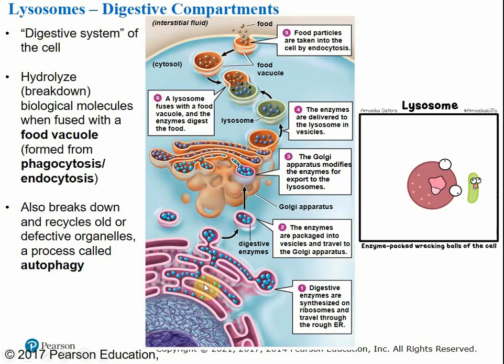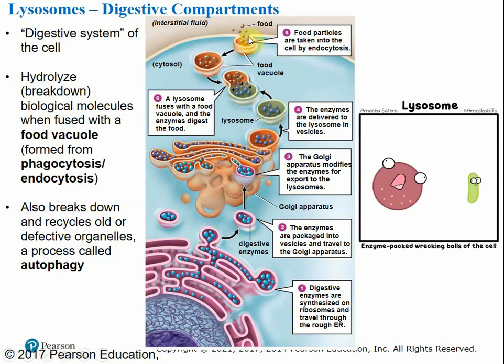Proteins synthesized by the ribosomes on the rough ER are going to be digestive enzymes. Right? Remember, enzymes are just proteins that help facilitate chemical reactions. So now these enzymes are going to be packaged into a vesicle, or little membrane sac, transported to the Golgi, where the Golgi will then modify and pack these enzymes into a lysosome.